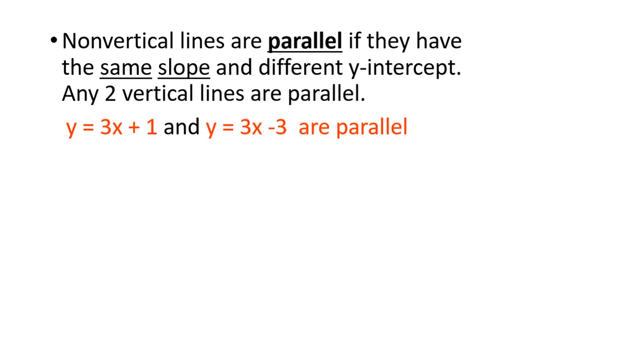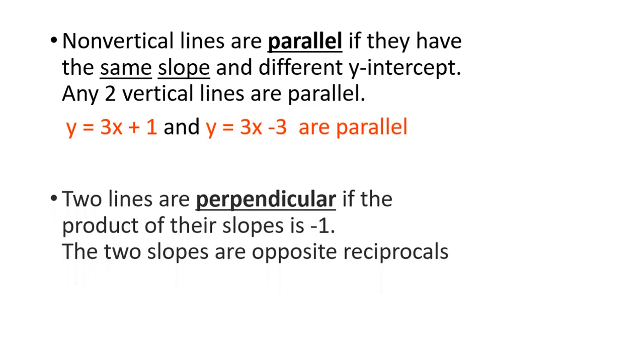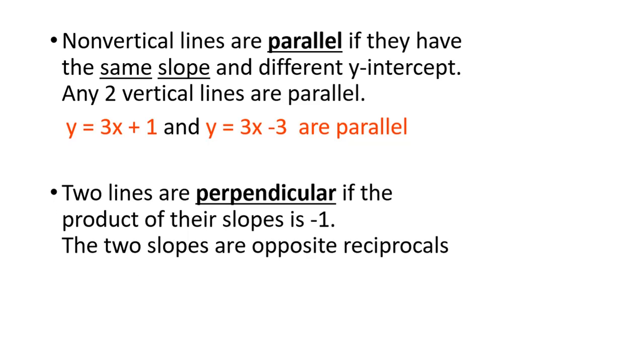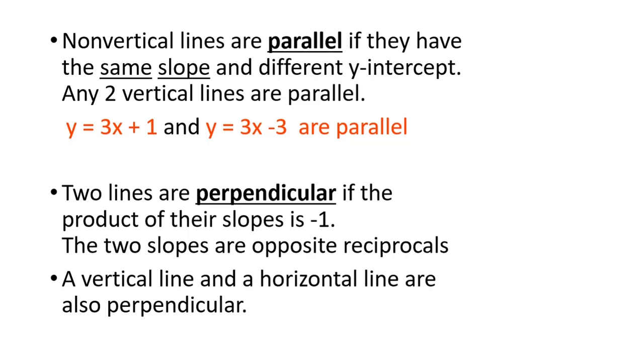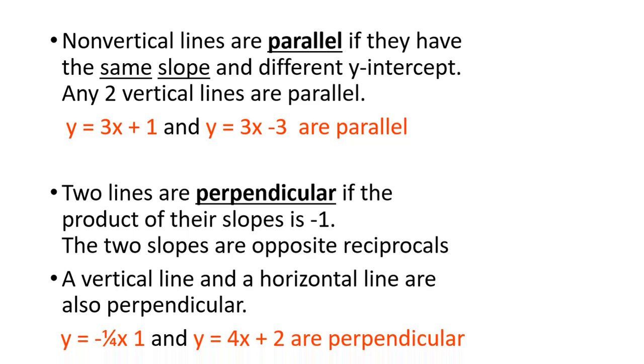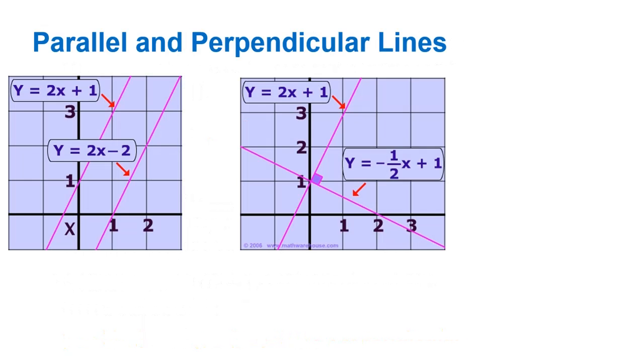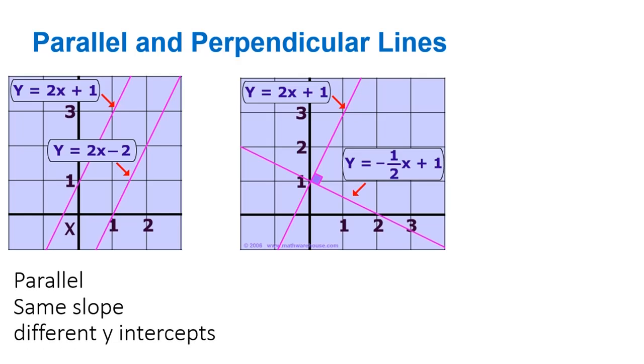And you've probably heard this, the two slopes are opposite reciprocals. A vertical line and a horizontal line are also perpendicular. So in this case, you'll notice if I take 4 and take the opposite reciprocal, it's negative 1/4. They're perpendicular. Here I've got two graphs. You'll notice the slopes are the same and the y-intercepts are different. Those are parallel. And again, 2, if the opposite reciprocal is negative 1/2, those are perpendicular.